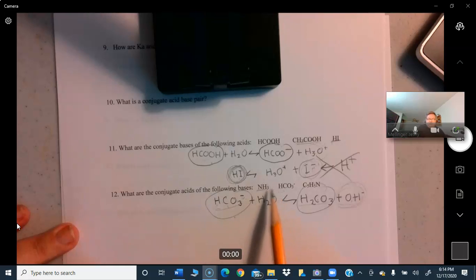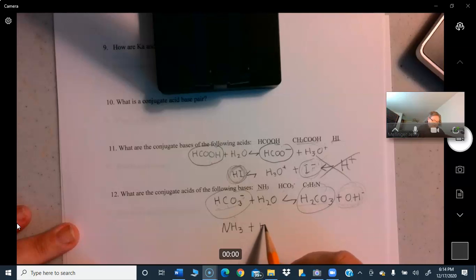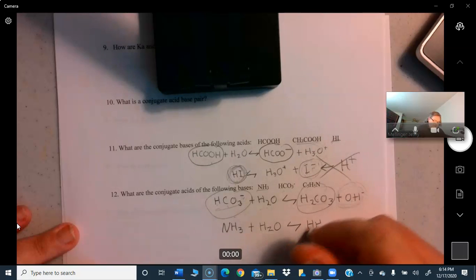All right, let me do NH3. Okay, add water. I didn't add the water on that, so I should put the water there. NH3, H2O. So one of these is going to jump over there. It's going to become NH4.